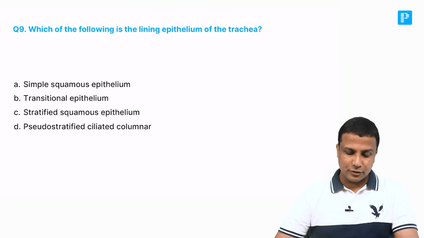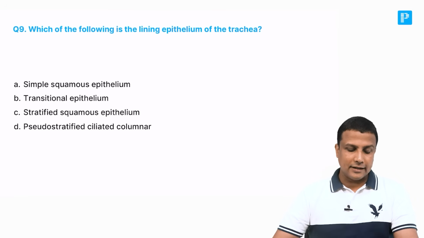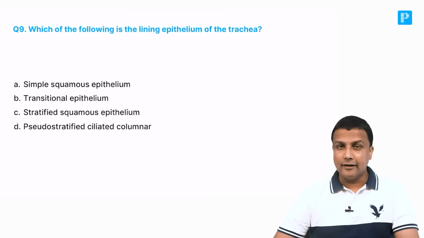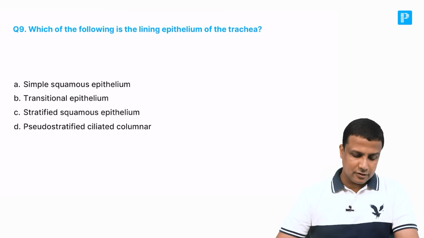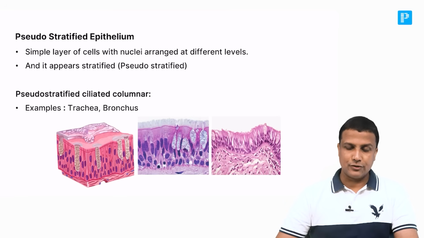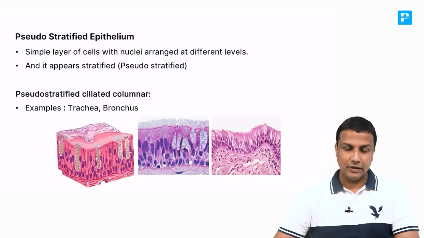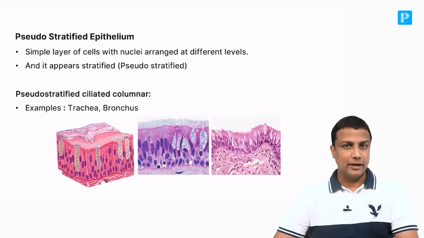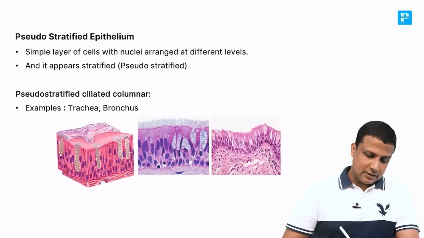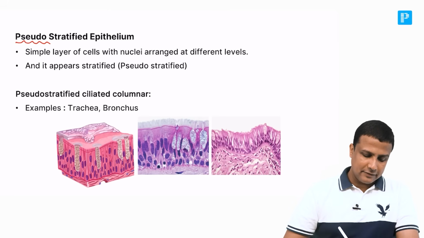Now moving on to the next question here. Which of the following is the lining epithelium of trachea? Now in the respiratory system, remember, you will be having pseudo-stratified ciliated columnar epithelium. Now this epithelium, what is the meaning? Why is the name given like this here?